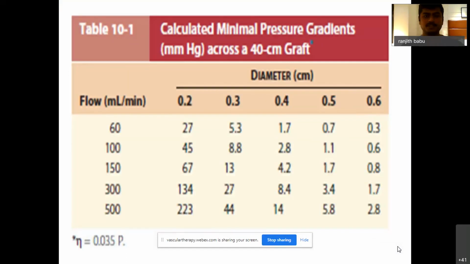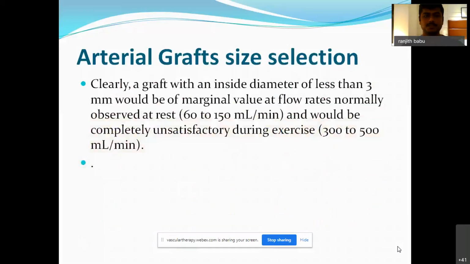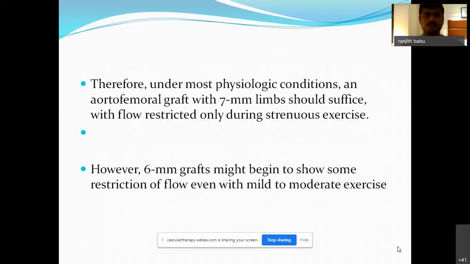So this chart explains various diameters of the graft and the flow status. It's clearly explained that a graft size of less than 3 mm won't compensate for the resting as well as the exercise flow, which I previously explained. Therefore, under most physiological conditions, an aorto-femoral graft with a 7 mm limb should suffice, with flow restriction only during strenuous exercise. However, a 6 mm graft might begin to show some restriction of flow even with mild to moderate exercise.